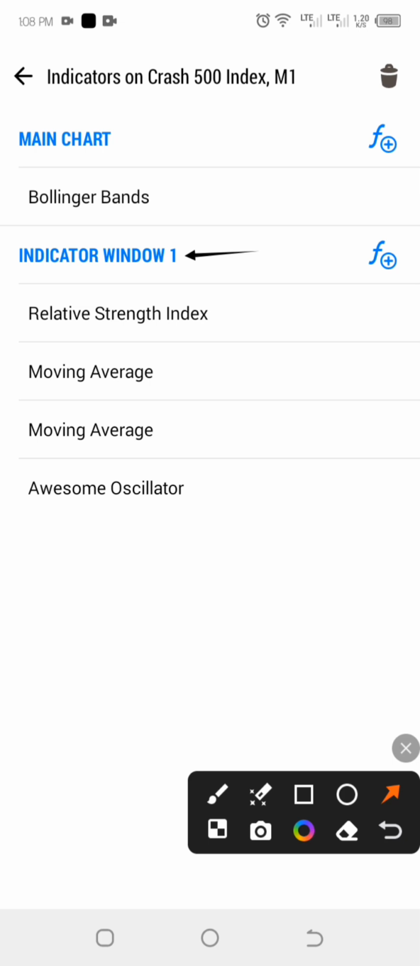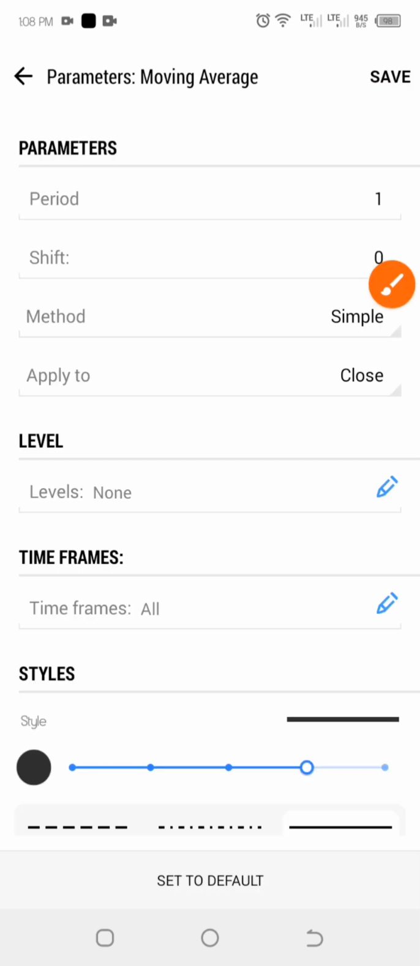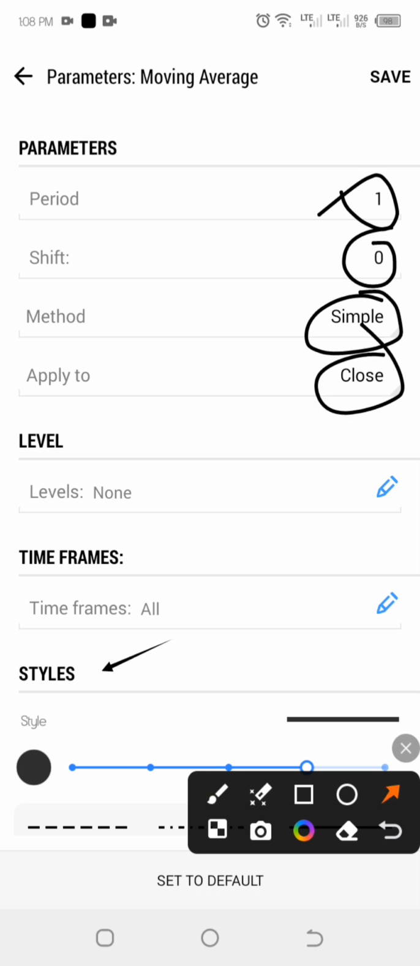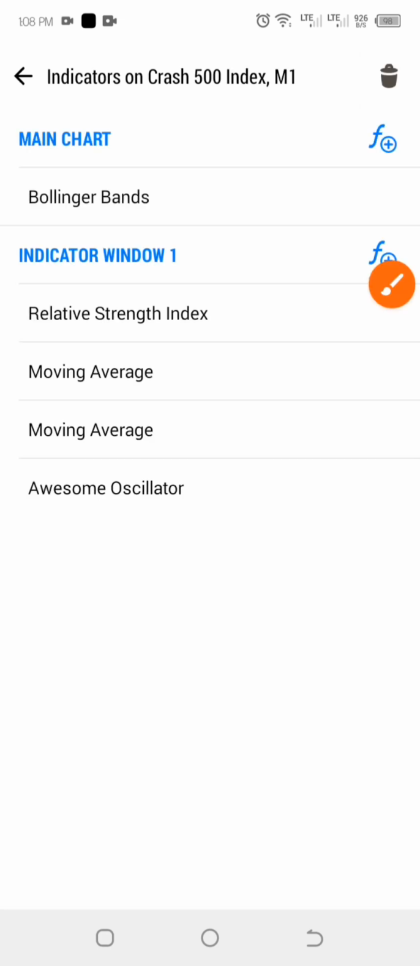Now moving on to the next indicator, which is the moving average. Now to add this, we click on this F plus, we search for our moving average and click on it. Now for the properties, the period is 1, shift is 0, method is simple, apply to close. Now for the style, we are going to be using the black color. So click on save. Once you add the moving average, you're going to have the moving average in your chart.